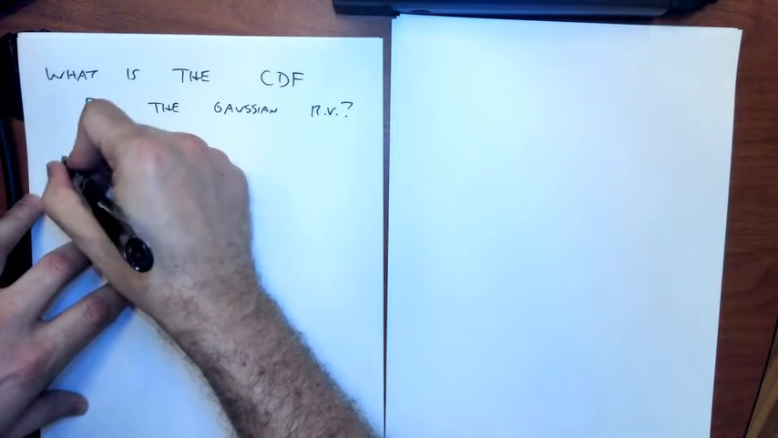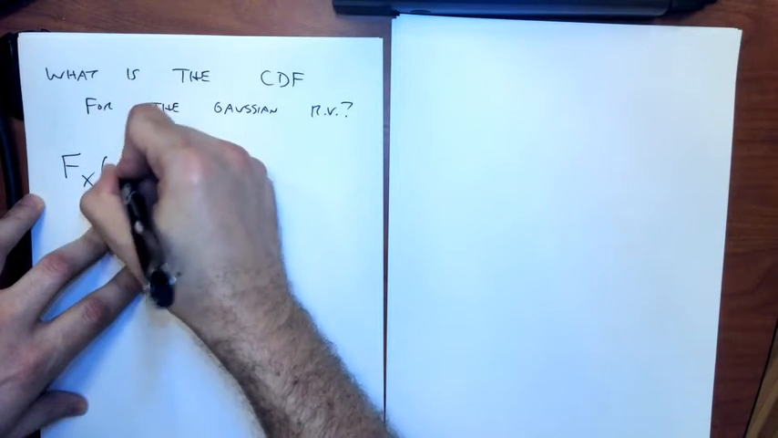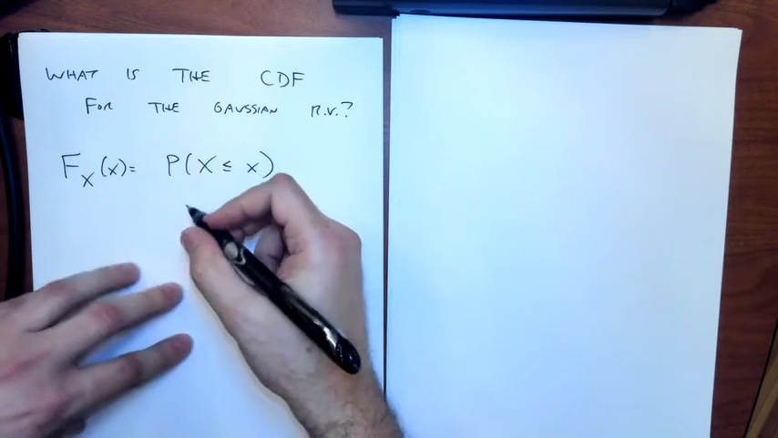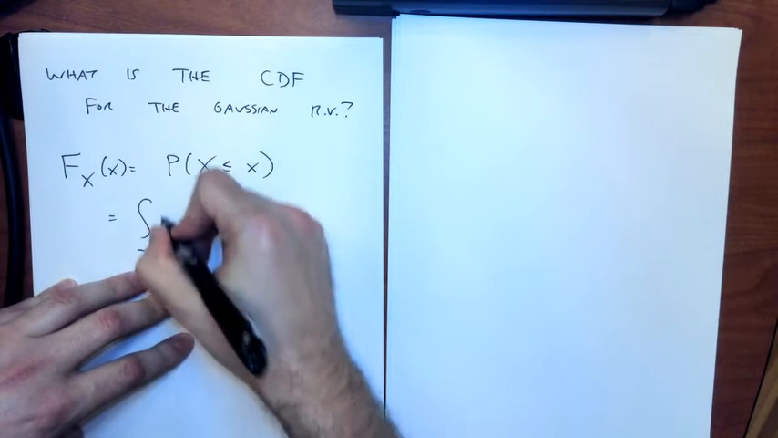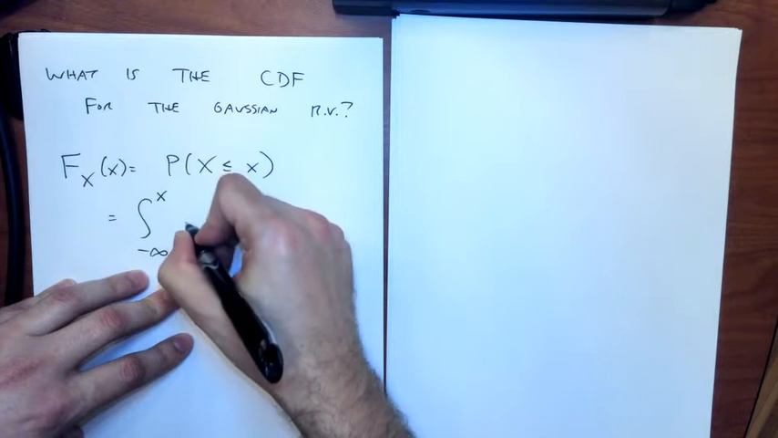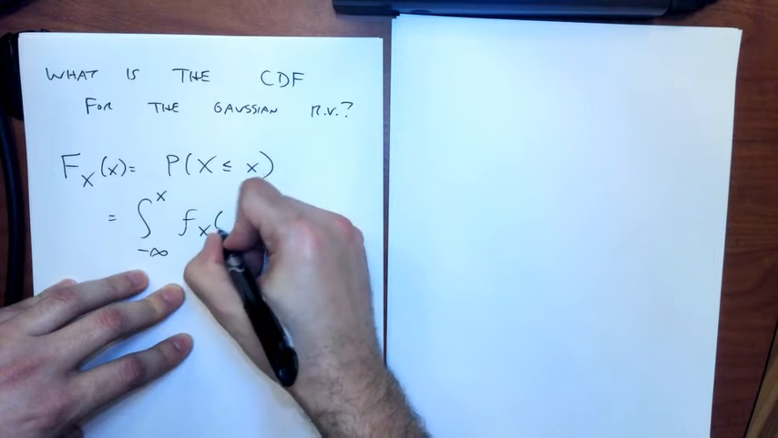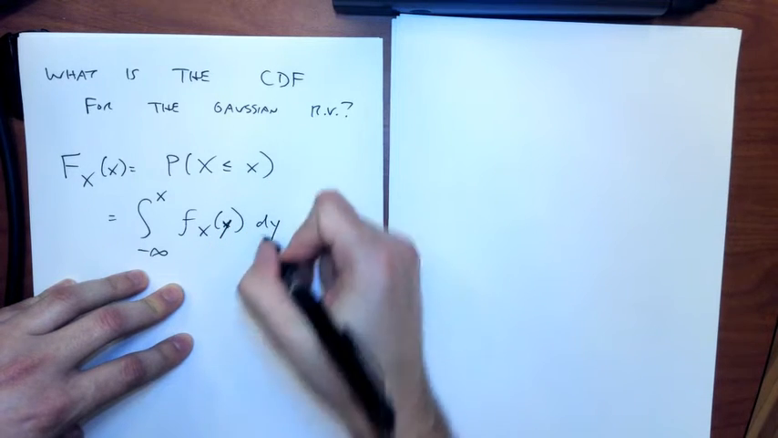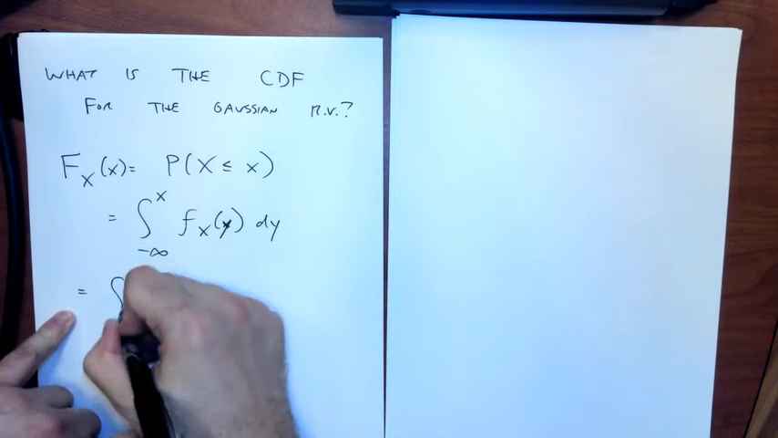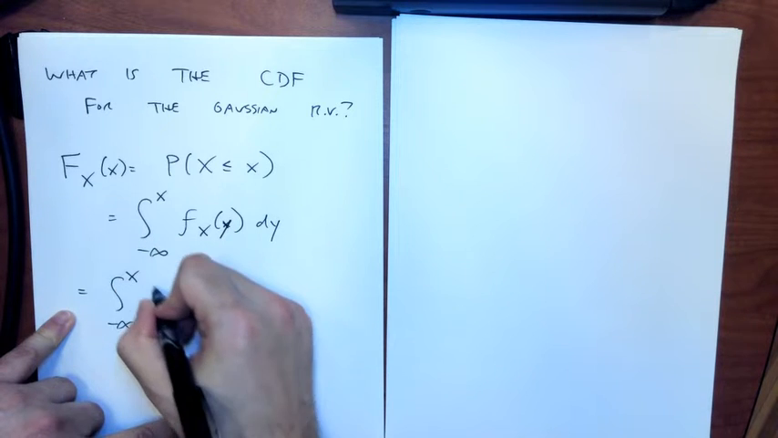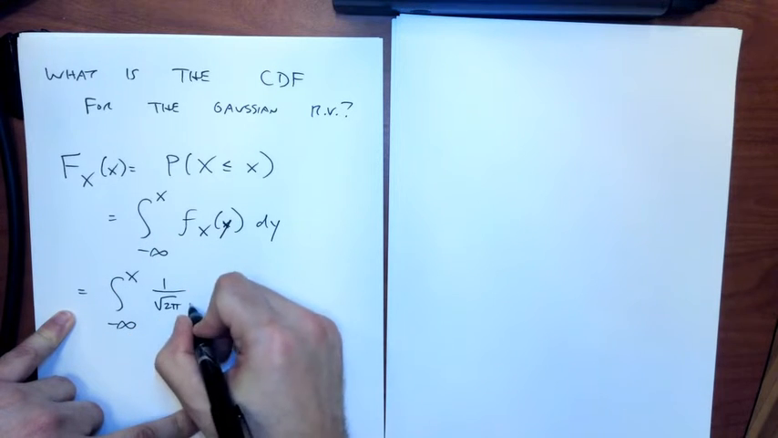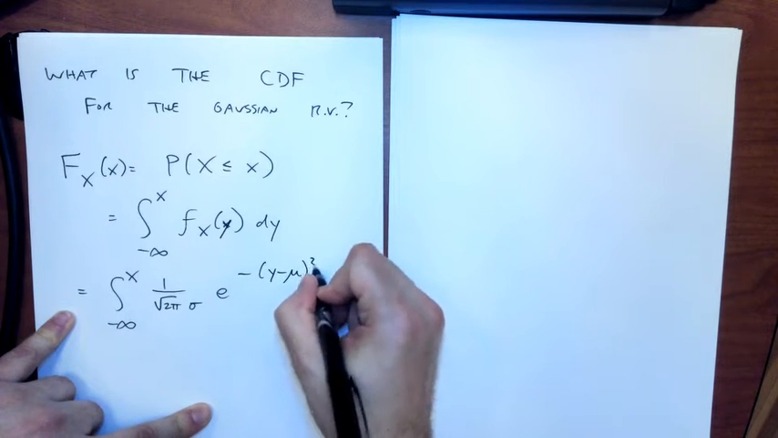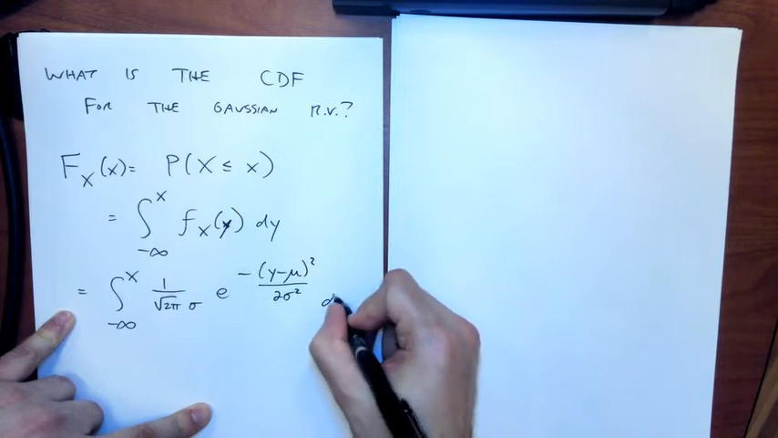Well, let's remember our definition. This is capital F. This is the probability that I'm less than a certain value, which is like integrating from minus infinity up to that value of the PDF. Maybe I should give this a different name, like f of y dy. Let's substitute in what our integral is here. This is 1 over square root of 2 pi sigma, e to the minus (y minus mu) squared over 2 sigma squared, dy.